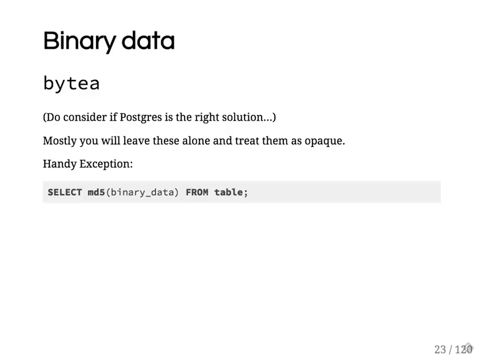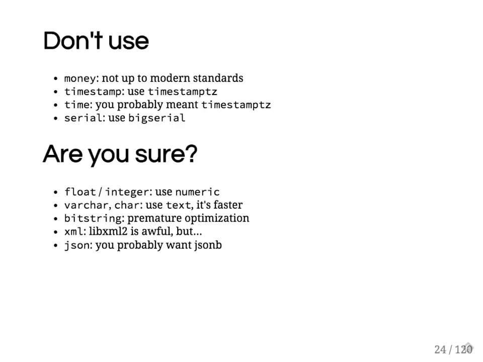It can be occasionally helpful to get the MD5 sum of that data and store it somewhere. Make sure you're getting what you think you have. And mostly you will just put that in and leave it alone. The bytea type is how you store that.